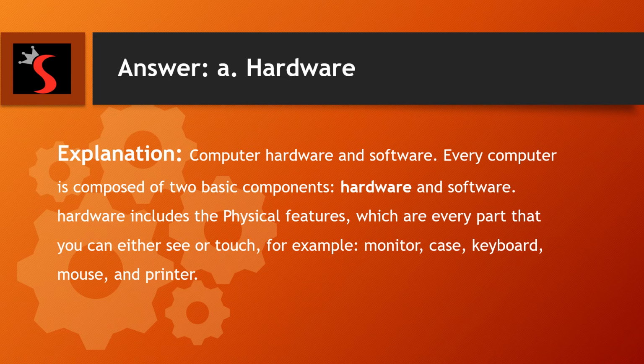Explanation: computer hardware and software. Every computer is composed of two basic components, hardware and software. Hardware includes the physical features, which are every part that you can either see or touch. For example, monitor, case, keyboard, mouse, and printer.